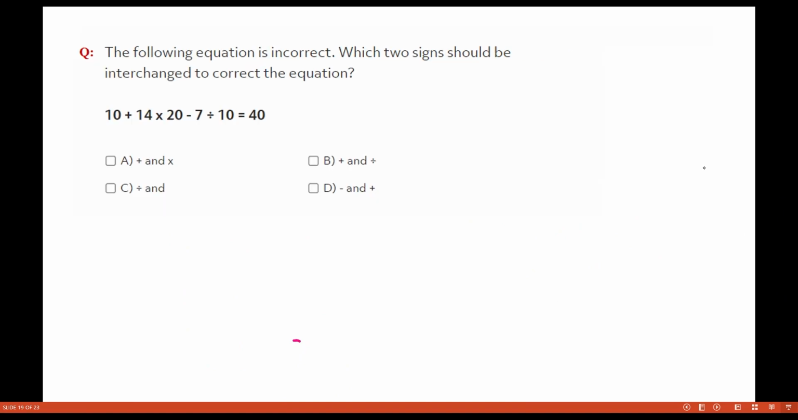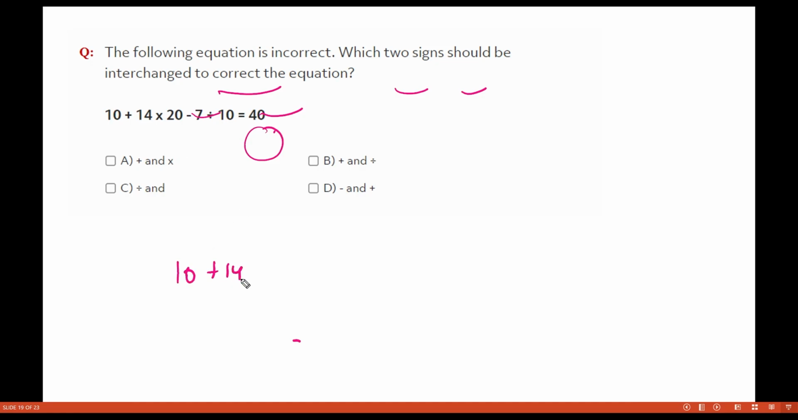All right, let's move on. Now it is saying the following equation is incorrect. Which two signs should be interchanged to correct the equation? Okay, so now it is saying that the result of this is 40. There are two signs that are incorrect.